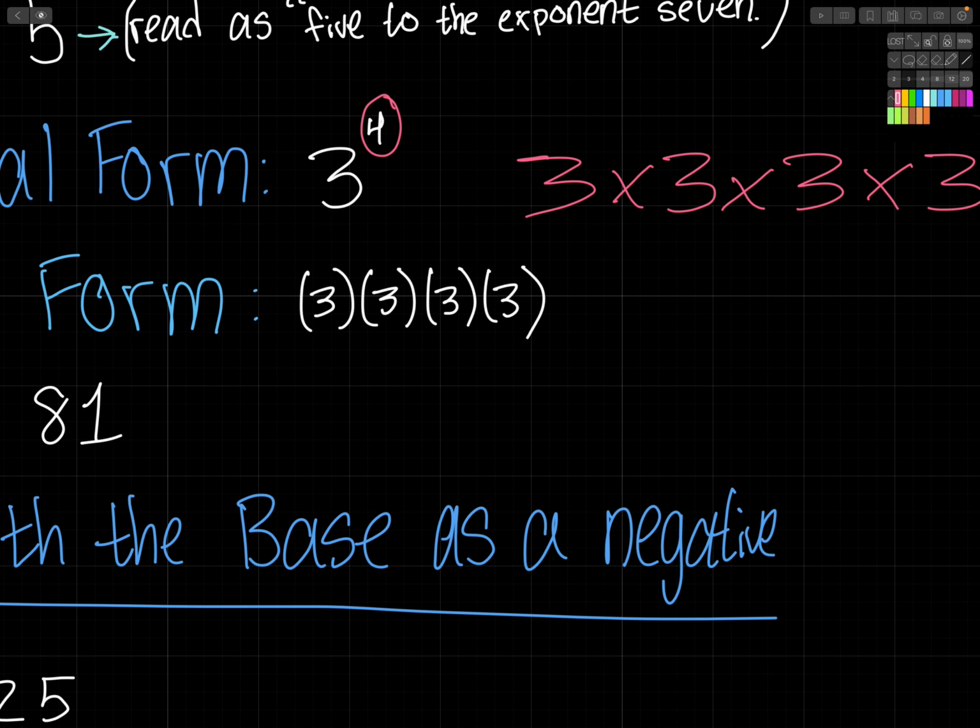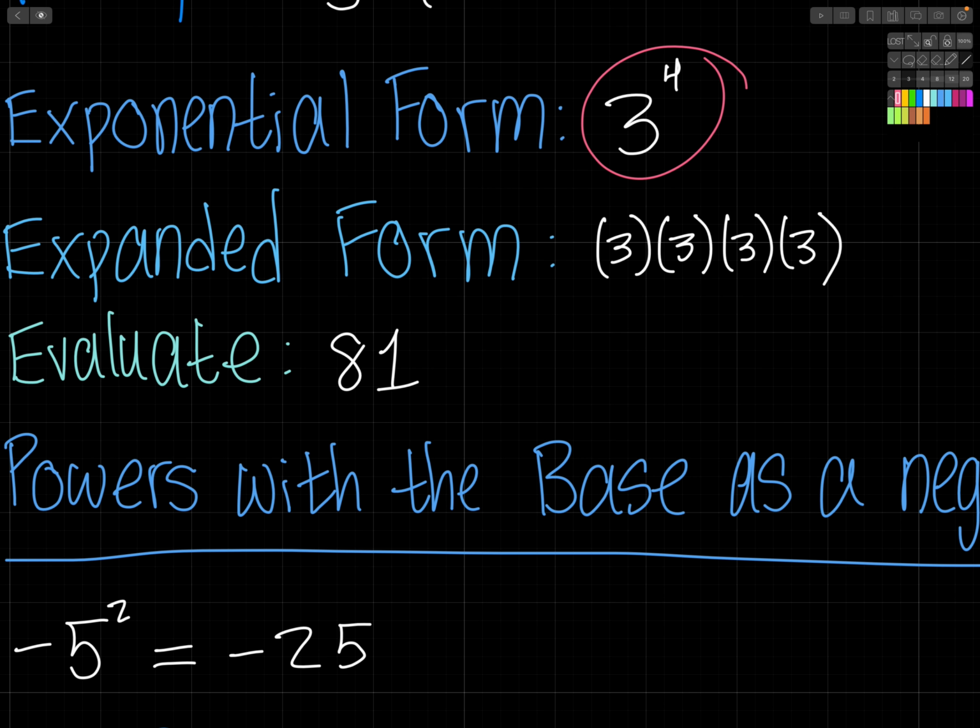So if we evaluate 3 to the exponent 4, we get 81, because 3 times 3 times 3 times 3 equals 81. Now, powers with a negative base.